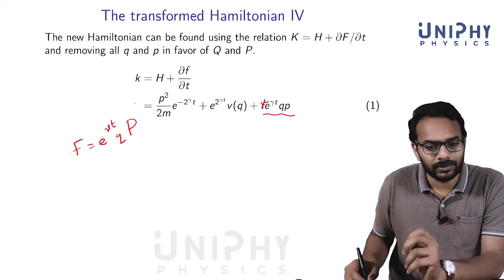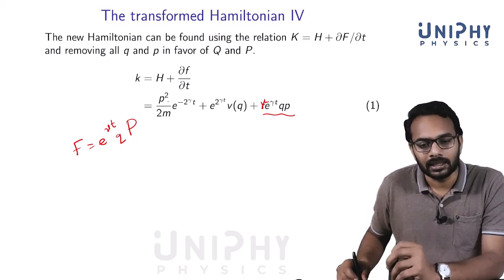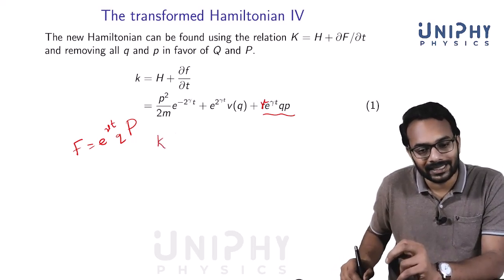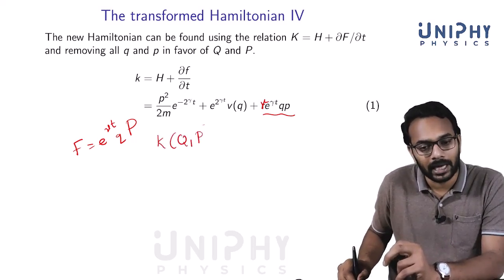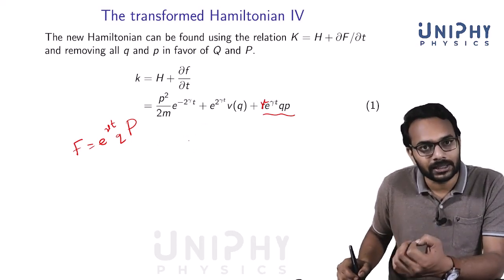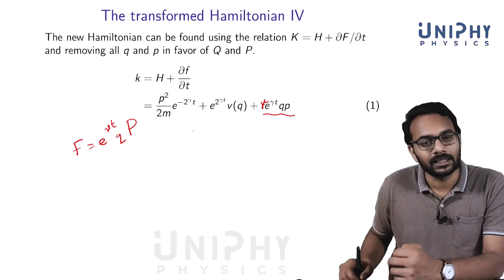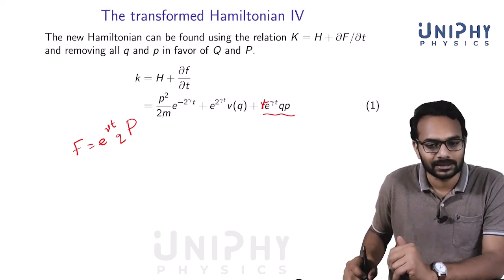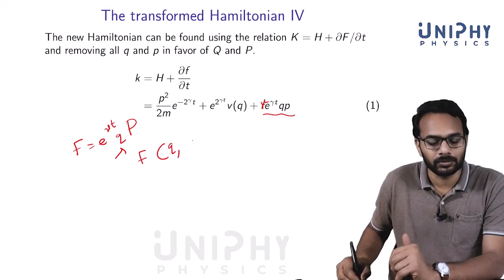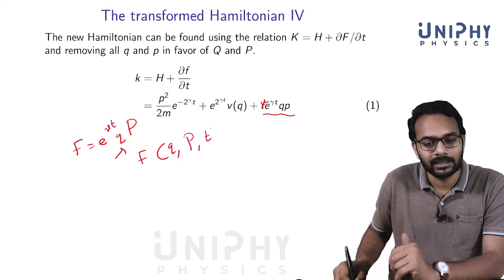Now we see that this is all in terms of small p and small q. The final step is to write K as a function of capital Q and capital P. For that we need the transformation equations, and given the generating function, how do we find the transformation equations? Here we see that our generating function has this form: it's in the form of small q, capital P and t.